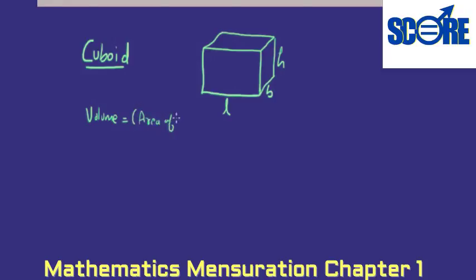area of base into height. As we see here, the base of the cuboid is nothing but a rectangle. This is the base of a cuboid, which is in the shape of a rectangle having length L and breadth B. So the area of base is L into B and its height is h. So the volume of the cuboid is L into B into h. So this is the formula for the volume of a cuboid.